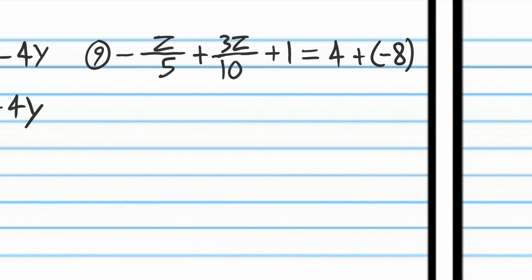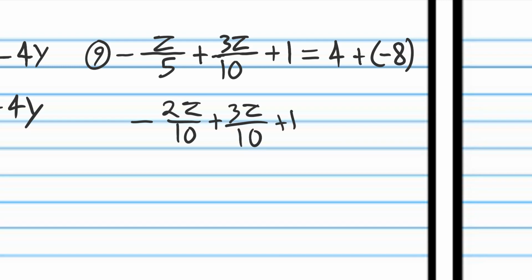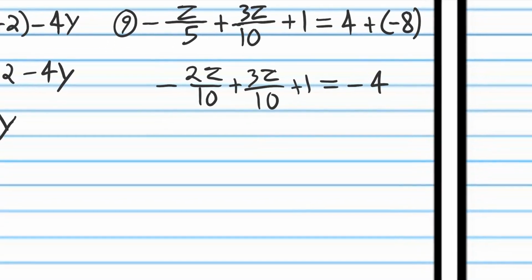All right, now we have an equation with fractions. So we have to get a common denominator. Multiply both sides of this fraction by 2, and you get 2z over 10. So now that allows us to add those fractions. I'm going to go ahead and add these numbers. 4 plus negative 8 is negative 4. All right, so now we can add those fractions. Negative 2z over 10 plus 3z over 10 is 1z over 10, but we don't write the 1, we just write z.